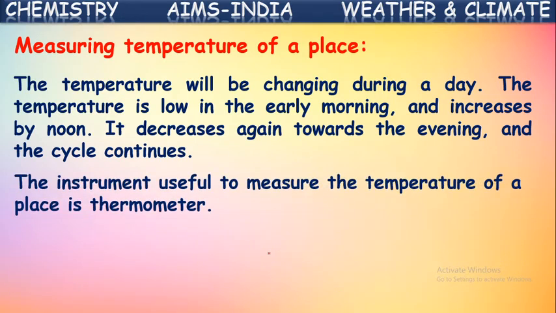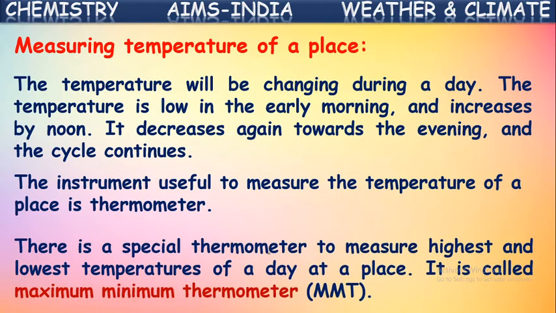The instrument used to measure the temperature of a place is the thermometer. Actually, the thermometer is one of the instruments used to measure the temperature of a place or a human. Even for finding the temperature of a human body, we use thermometers, isn't it? In our homes or in the hospitals, we find these mercury thermometers. So that is the instrument used to find the temperature of a body or a place.